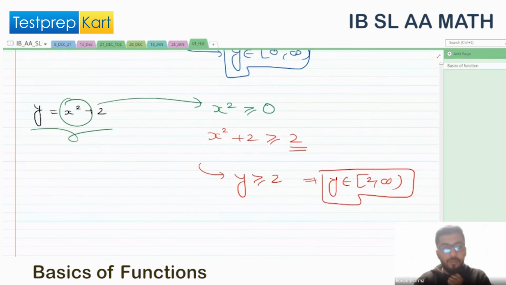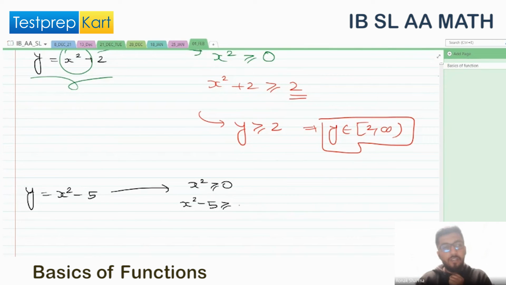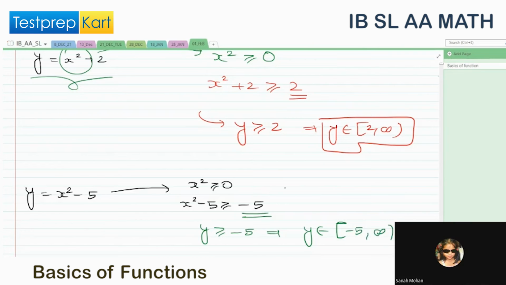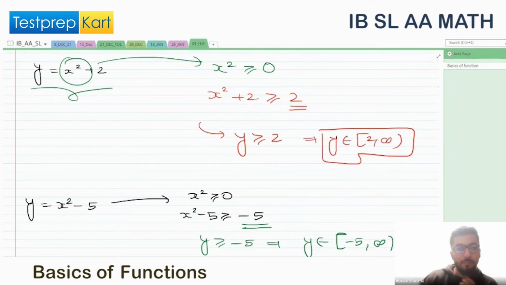Let us see one more example. Then you note down both the examples. Let's say x square minus 5. I know that x square is always greater than or equal to 0. But if I subtract 5 on both sides, x square minus 5 will be greater than or equal to minus 5. So y is greater than or equal to minus 5. That means y is from minus 5 to infinity. Got it? Note down both the examples.